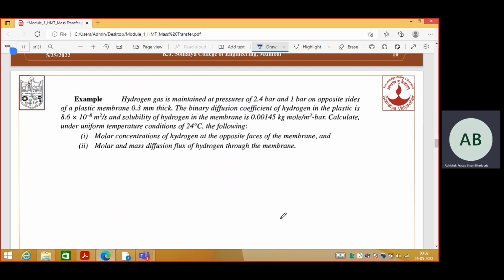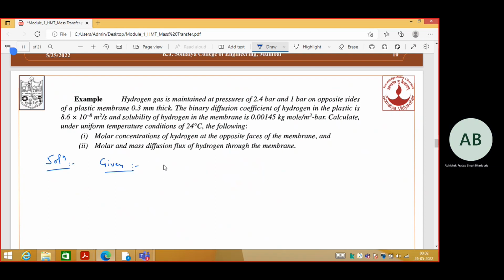We have to find the following: the molar concentration of the hydrogen at the opposite faces of the membrane, and the molar and the mass diffusion flux of hydrogen through the membrane. So first of all, let's solve this problem. First of all, we will write what is given in the problem.